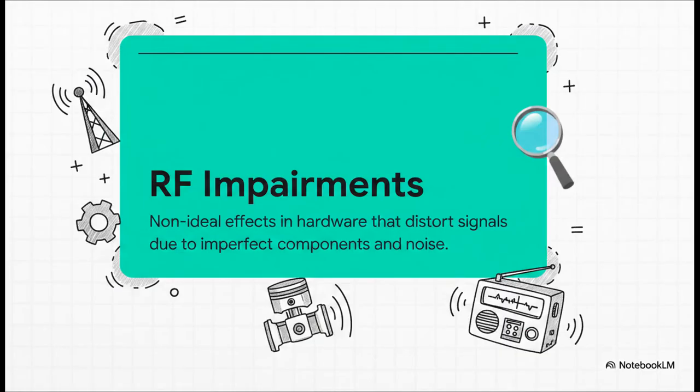So let's put a name to it. These distortions are called RF impairments. And what's really important to get is that these are not software bugs or simple glitches you can patch. Nope. They are unavoidable side effects of using real physical hardware. Think about it like this: you can't build a car engine that's perfectly silent, right? There's always some hum, some vibration. Well, it's the same idea here. You just can't build a perfectly clean radio. There's always going to be some noise.